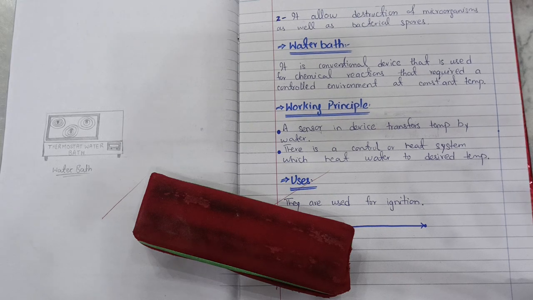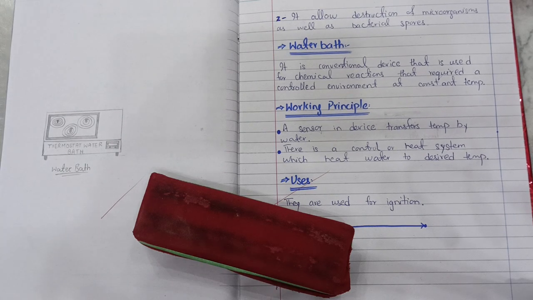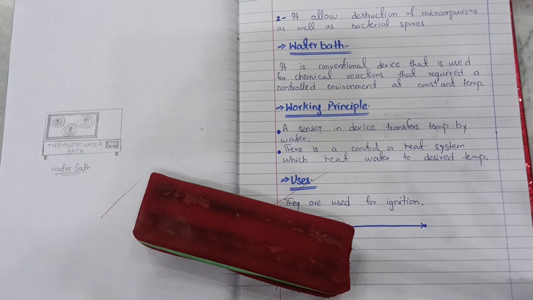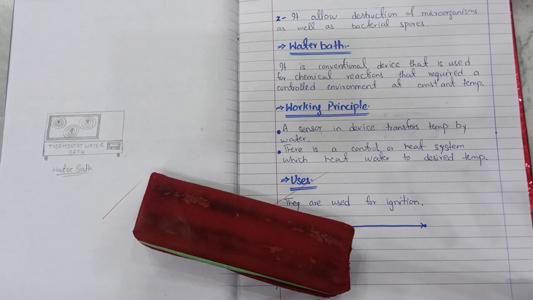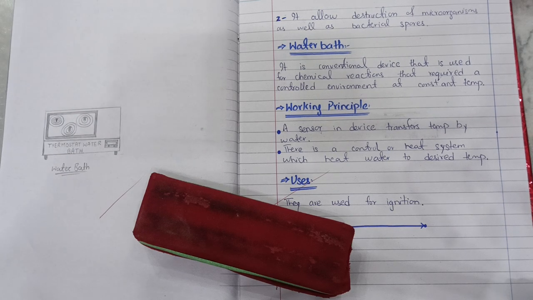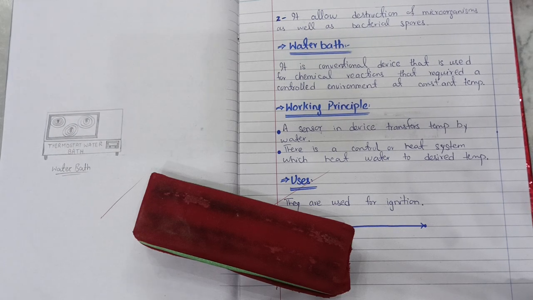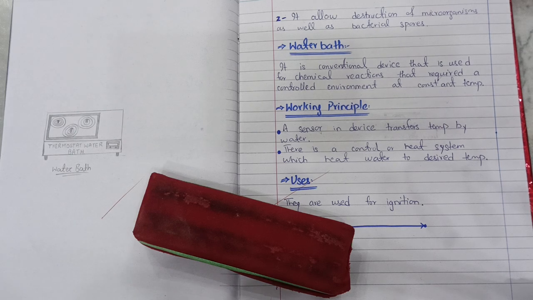वर्किंग प्रिंसिपल क्या है, a sensor device transfers the temperature by water. यानी इसके अंदर थर्मोस्टेट एक डिवाइस होती है जो पहले गर्म करती है वाटर को और फिर वाटर के ज़रिए से हीट ट्रांसफ़र होती है उस इंस्ट्रूमेंट के अंदर और उस इंस्ट्रूमेंट के अंदर फिर जो केमिकल रिएक्शन है वो हो रहा होता है.